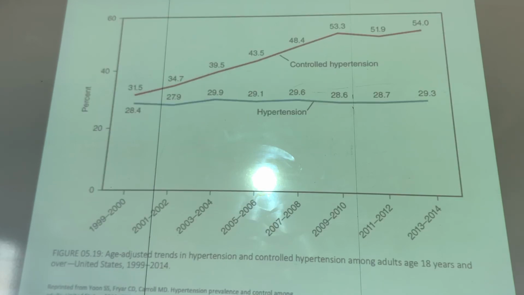This is how we can construct any hypertension trends, trends of hypertension and control hypertension in adults age 18 years and over, controlled hypertension or uncontrolled hypertension. Controlled hypertension is someone who takes a drug and is trying to control it.